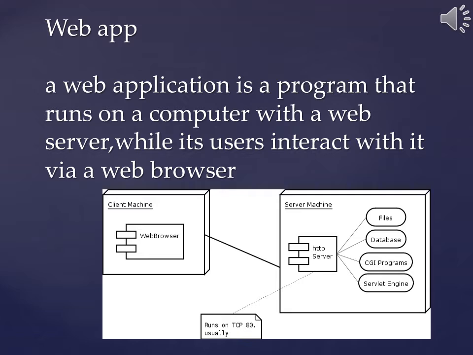And the next one is the servlet engine. The programs in the database will process the request that is sent by the web browser and send the output to the servlet engine. The servlet engine sends the output to the HTTP server, and the server itself sends the output to the web browser, and the client can receive the output. This is what happens in a web app basically.